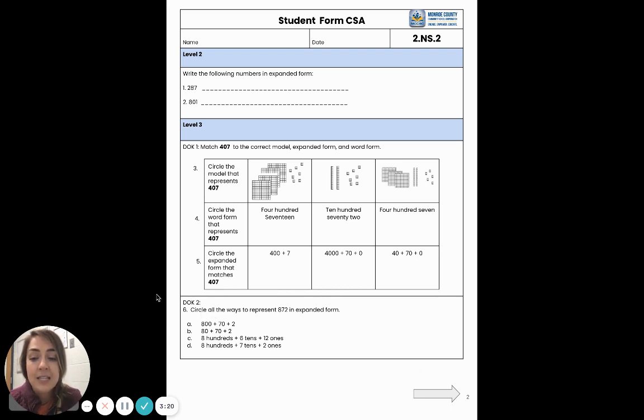All right, now for number 6. It says circle all the ways to represent 872 in expanded form. Hint, there is more than one right answer. I want you to circle all the right answers. So there's going to be more than one. They might try to trick you and write it in a different way than you normally see. So make sure that you take time to think about all the choices. Remember, you're circling all the ways to show 872.